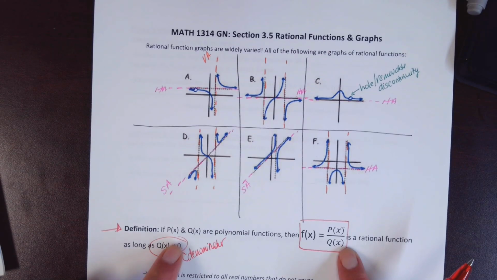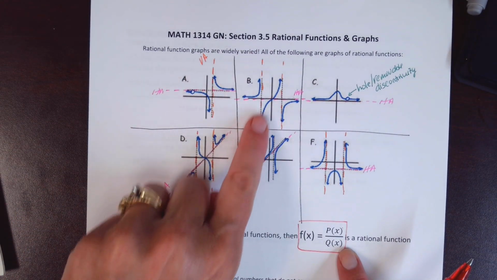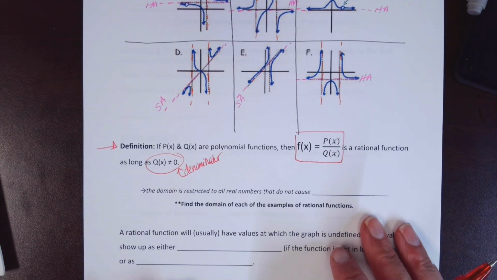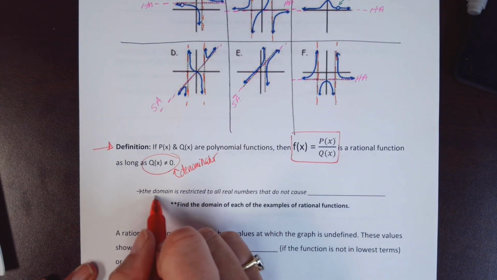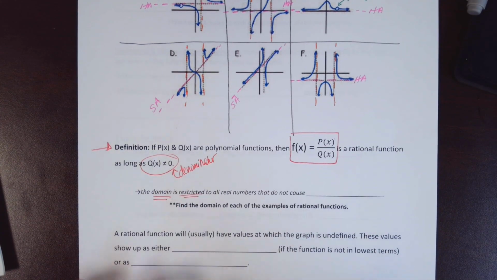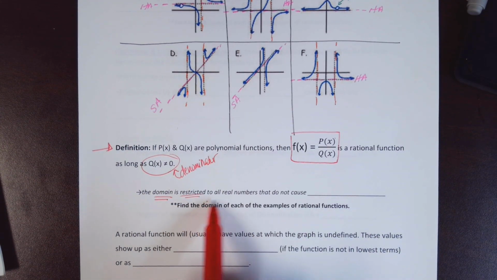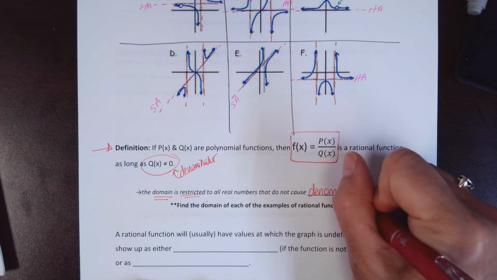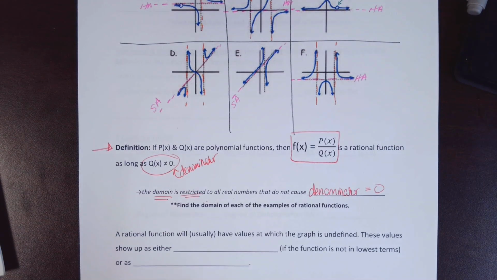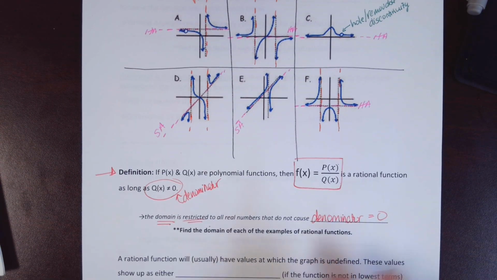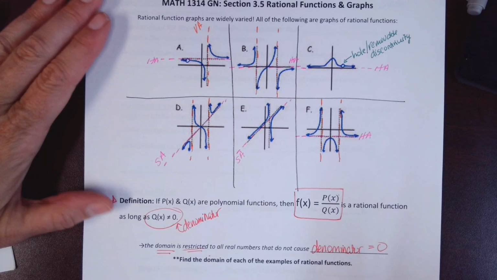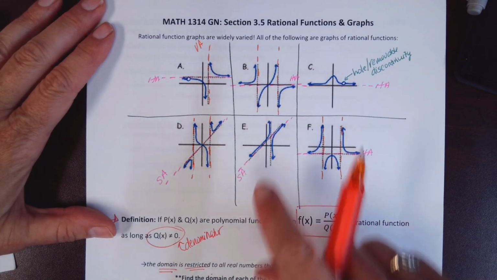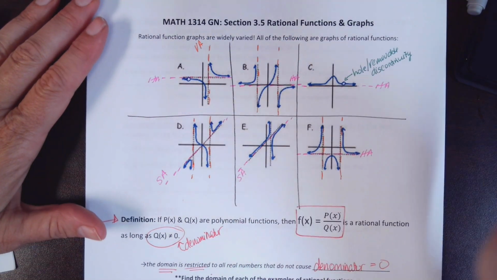So those are where I get those values that become vertical asymptotes or holes in the graph, from places where my function is undefined. That shows up as restrictions on my domain. The domain is restricted to all real numbers that do not cause the denominator to be 0. So let's talk about the domain of each of these rational functions. The values that get kicked out of my domain are values that would cause my denominator to be 0. They give me vertical asymptotes and holes in the graph.